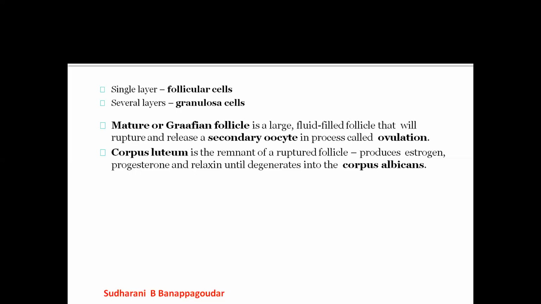After ovulation, the remnant of the Graafian follicle is called the corpus luteum, which produces estrogen, progesterone, and relaxin until it degenerates. Once it is degenerated, it is called the corpus albicans, and it is white in color.